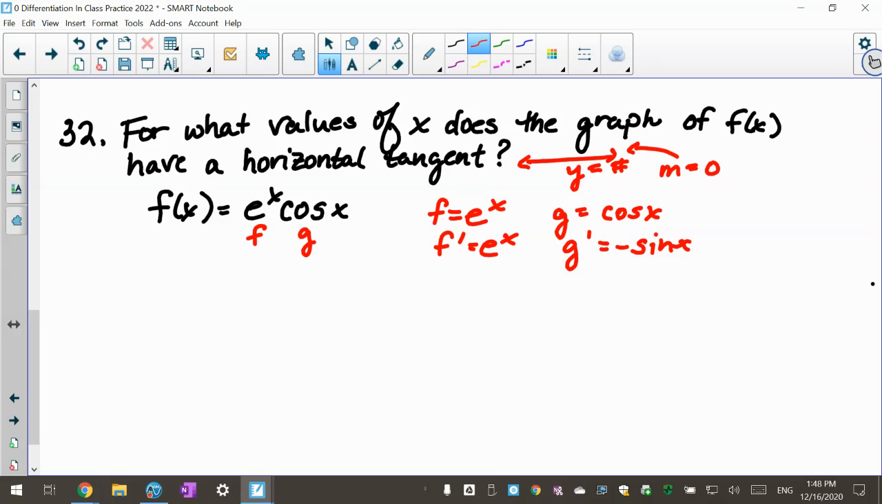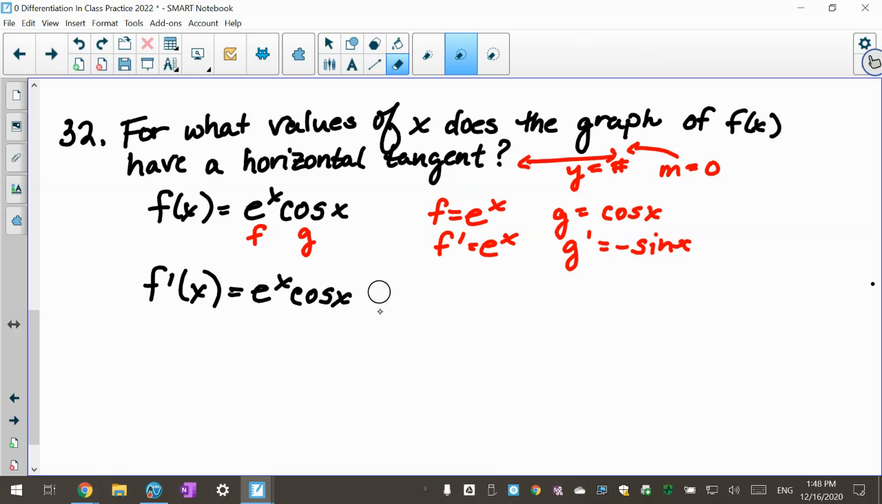So I've got all this stuff going on here, and now what I'm going to do is the derivative. So I'm going to do f prime of x is going to be f prime g plus f g prime, and it turns minus because of that. Okay, so here we go. And I've got it all done.